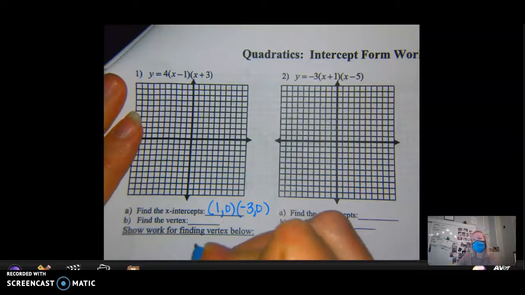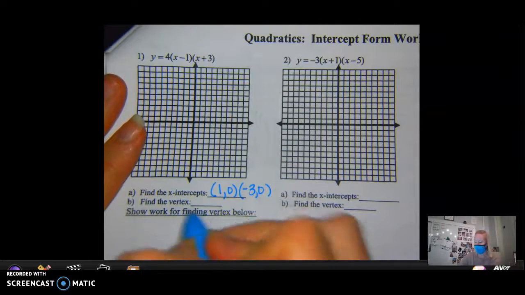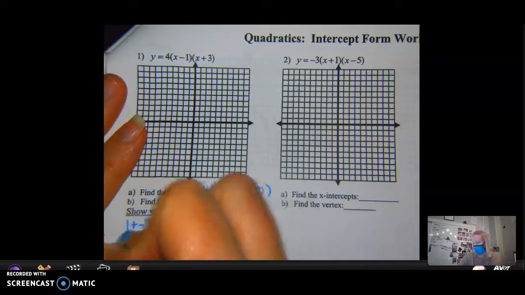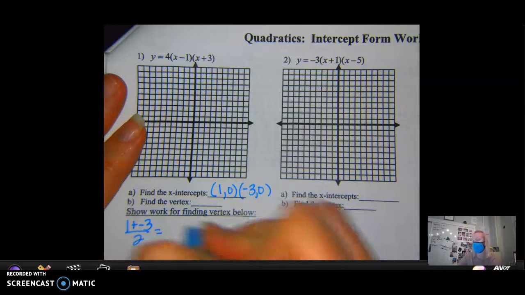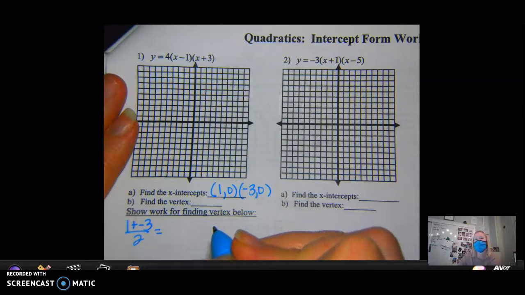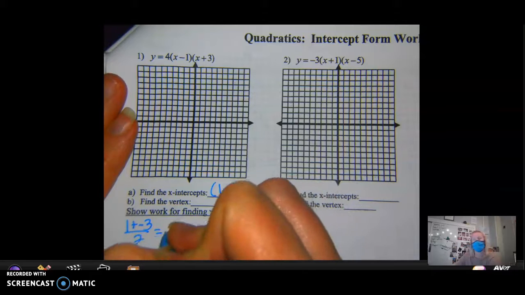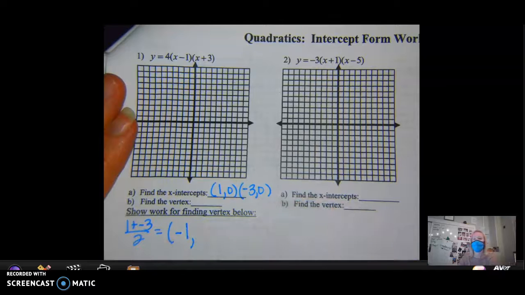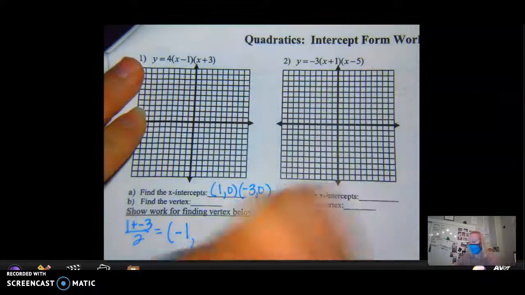Okay, now I need to find my vertex. How do I find the x value first off? Good. You take your two x-intercepts, you add them, and divide by 2. So what's 1 plus -3? And what's -2 divided by 2? So my x value at my vertex is -1. So how do I find my y value? What's -1 minus 1?